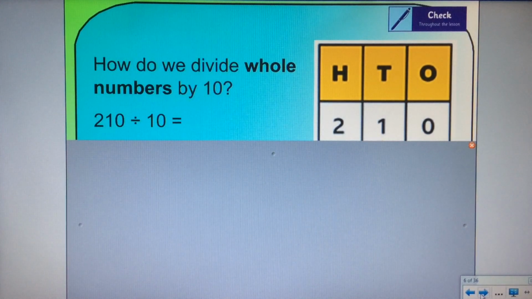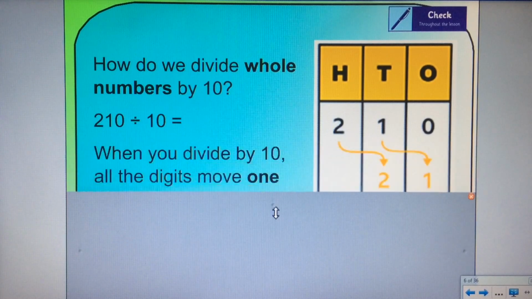Okay, so let's think about whole numbers first of all before we move on to decimals. How do we divide whole numbers by 10? So if we think about 210 divided by 10, we could use a bus stop method, but it wouldn't always be the quickest. We can use our place value knowledge and think about the numbers to do that as a mental method, and showing it on a place value chart can help us to visualise it. So 210 divided by 10. Pause the video, have a little think.